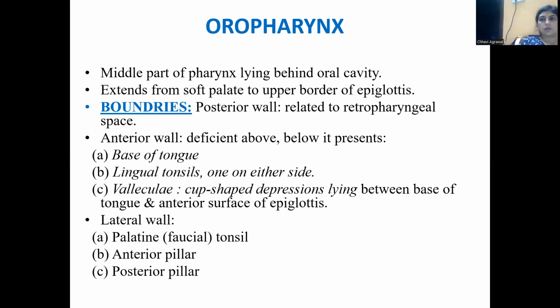Oropharynx is the middle part of pharynx that lies behind the area of oral cavity. It extends from the soft palate to the upper border of epiglottis. The posterior wall is related to the retropharyngeal space. Anterior wall is deficient above. Below it presents the base of tongue, lingual tonsils, vallecula. The lateral wall presents the palatine tonsils, anterior and posterior pillars.